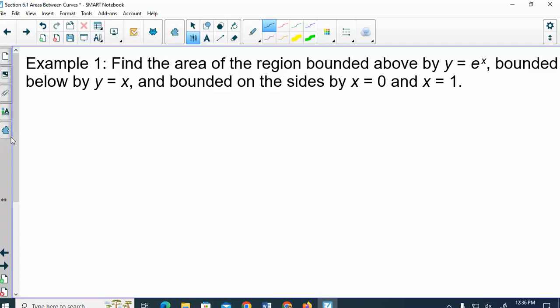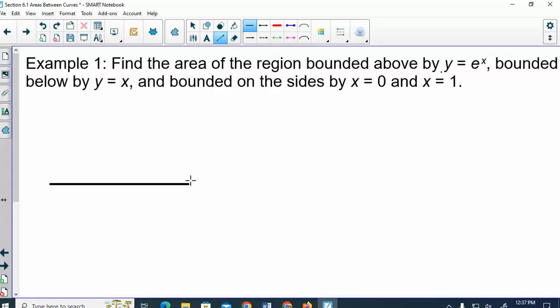Okay, let's look at some problems. I want the area of the region bounded above by y equals e to the x, below by y equals x, and bounded on the sides by x equals 0 and x equals 1. Let's draw a picture, see if we understand what's going on here.